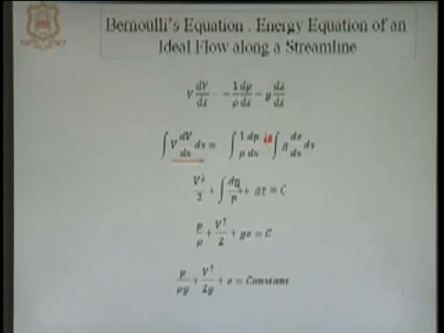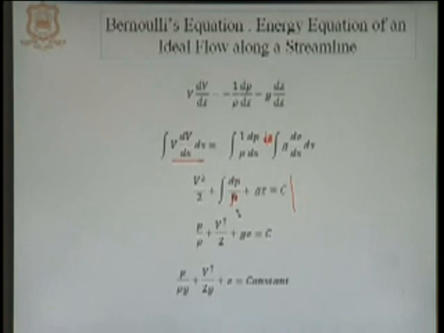Now, if we integrate, then this term will become V square divided by 2 and this term will become integral of dP over rho, plus g z is equal to a constant of integration, right. So, if we integrate for a line segment of length ds, the Euler's equation becomes this one.